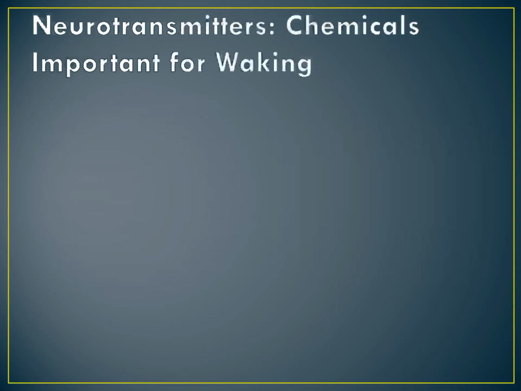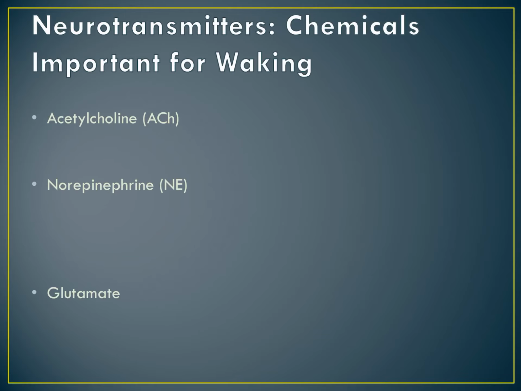Now that we've established a foundation of what the brain can do on a very microcellular level, we're going to talk about some of the important chemicals that are important for being awake. So we're going to talk about acetylcholine, norepinephrine, and glutamates. Norepinephrine is also referred to as noradrenaline. So these three particular neurotransmitters are important for waking.